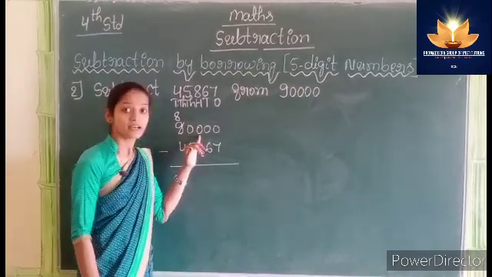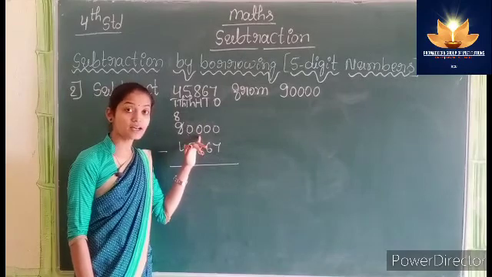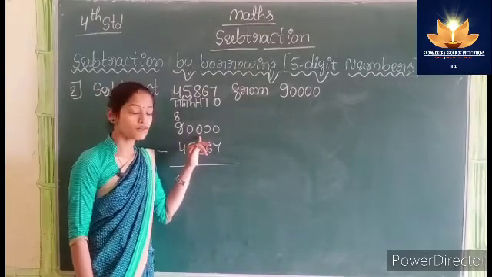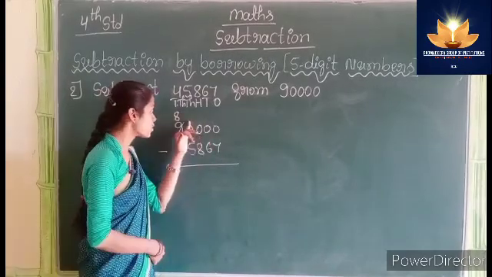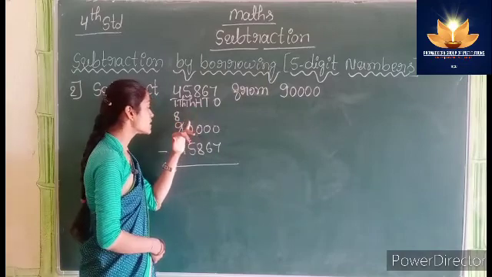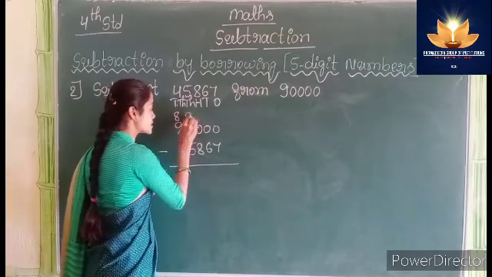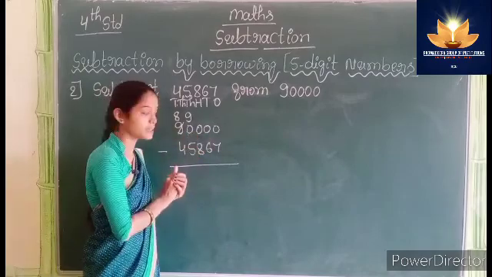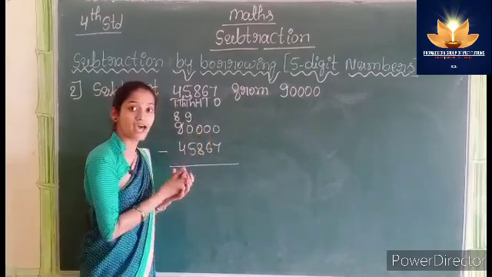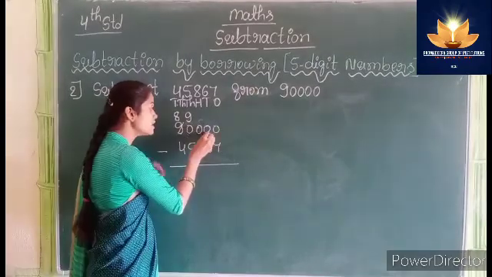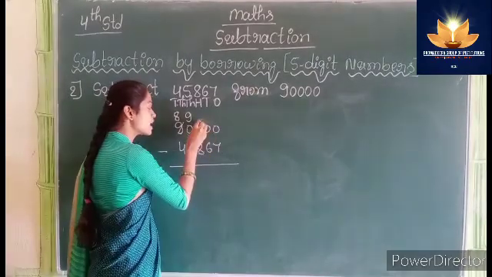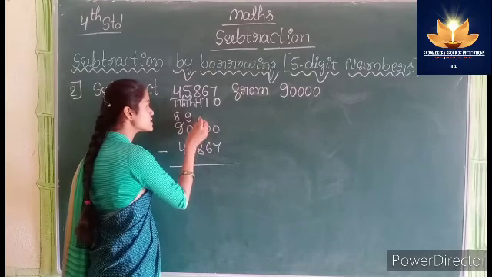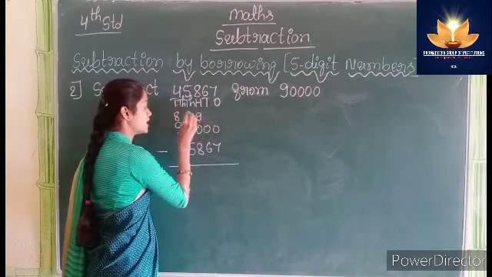But in this hundreds place there is a 0. That's why we have to borrow 1,000 from this 10,000s. Then we are left with 9,000 here. Here we have 10 hundreds, right? In the tens place we have 0. That's why we have to borrow 100 from this 10 hundreds. Here we have left 9 hundreds.